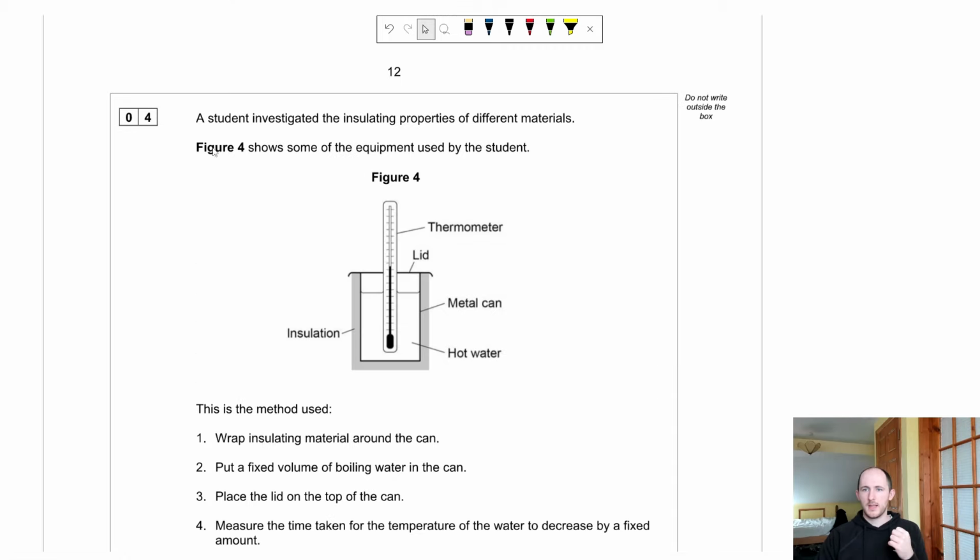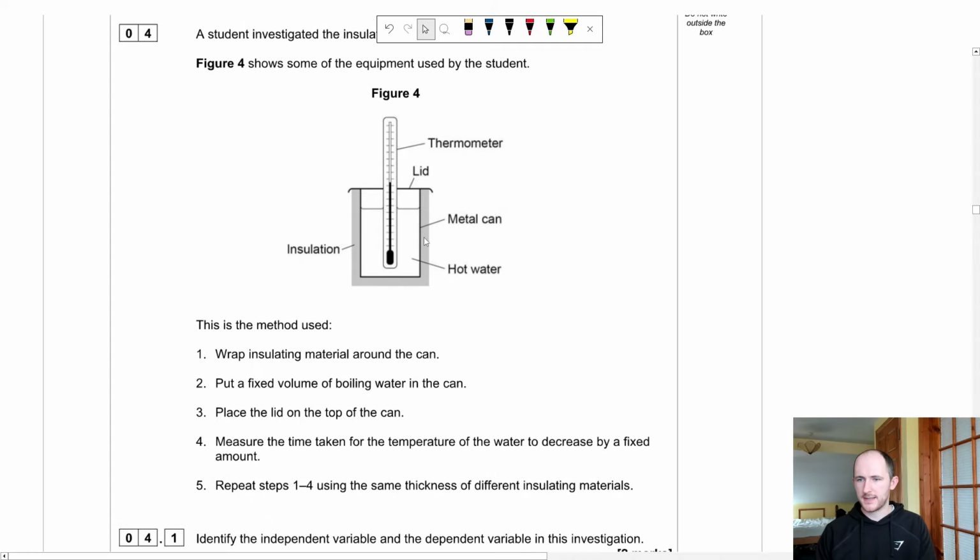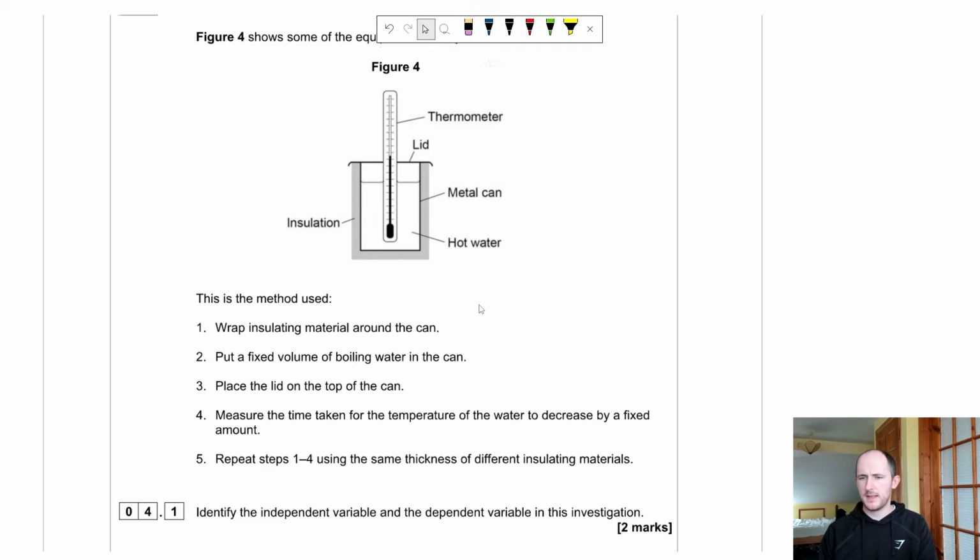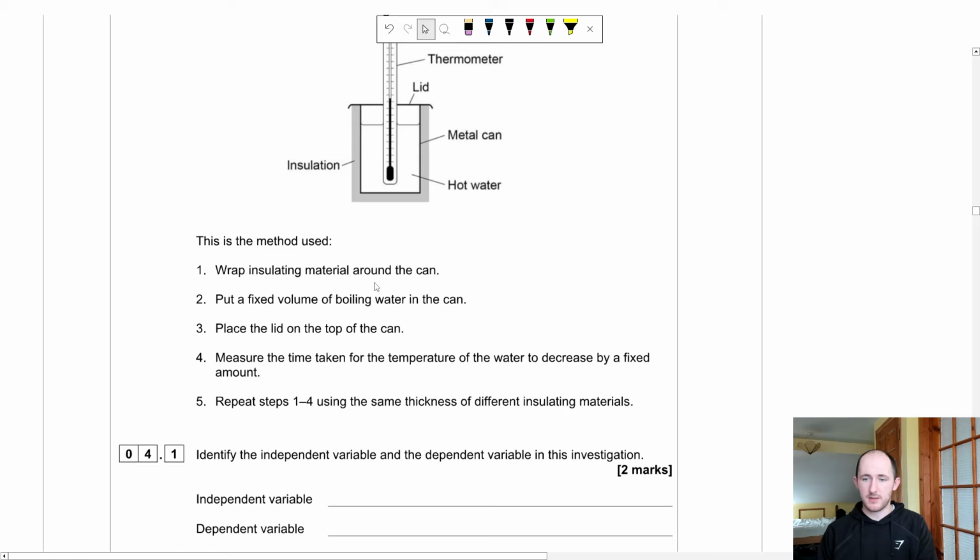Pretty good. A student investigated the insulating properties of different materials. Figure 4 shows some of the equipment used by the students. So we have this hot water with a thermometer. They've put a lid over the top to stop steam escaping, which would take away energy. They've got a metal can wrapped in some kind of insulation. It could be bubble wrap, it could be cotton wool. I believe I used wool when I was in school. It just says insulating material.